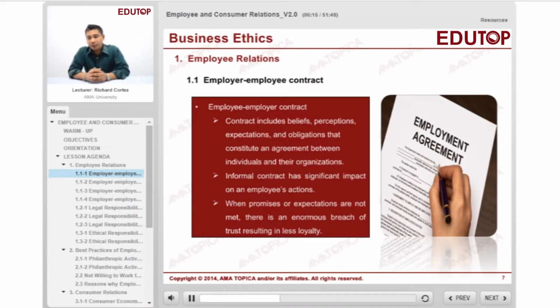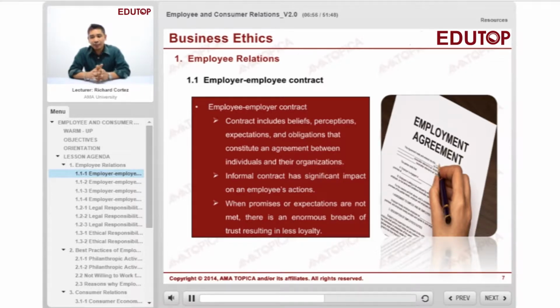And another one is that a contract, even an informal contract, has a significant impact on an employee's actions. For example, it is written in the employee contract that if an employee violates a certain rule or law of the company or of an organization, he should know the implication of his action. So it is written there what the remedy of an employer is when an employee violates certain provisions or laws of the organization or the employer.